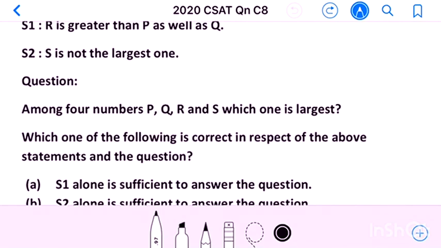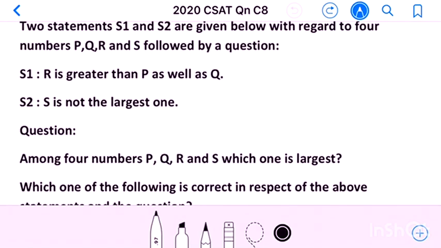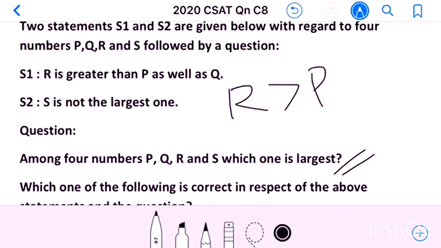So here we have to find which statements are required to answer this question. So let us see the first statement. R is greater than P, Q. So from the first statement we cannot say which one is largest because there is one more number S. We don't know whether the S is largest or not.